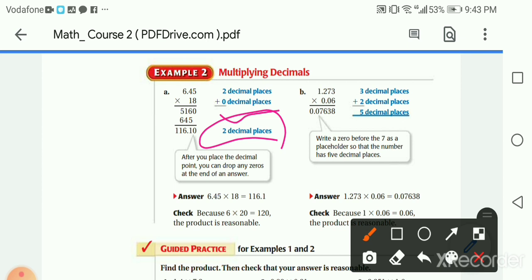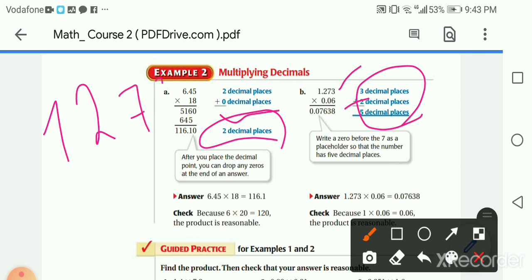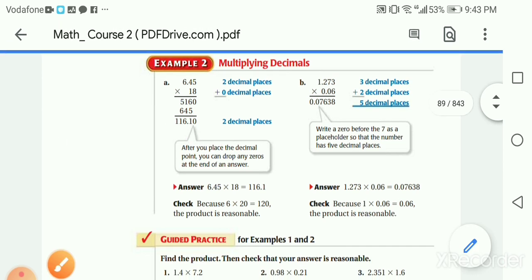Okay, and here I have 3 decimal places in the first one, and 2 decimal places in the second, so the total will be 5 decimal places. I can just do as I told you, 1273 times, my dear students, just 6, and do it like this. It's easier, I think so. And I can do it like this also. Write a 0 before the 7 as a placeholder, so that the number has 5 decimal places.